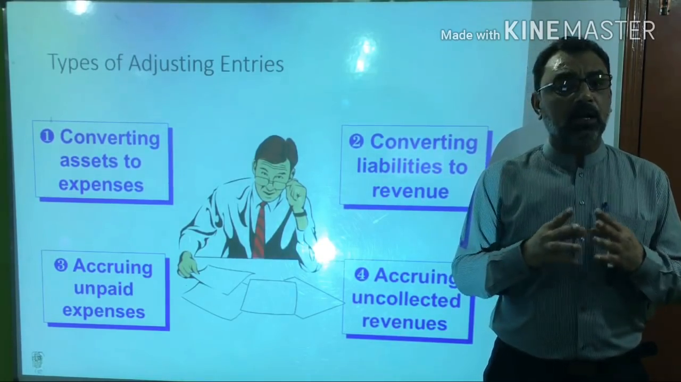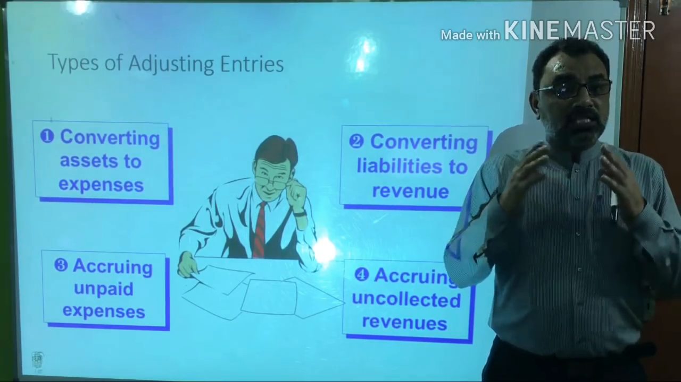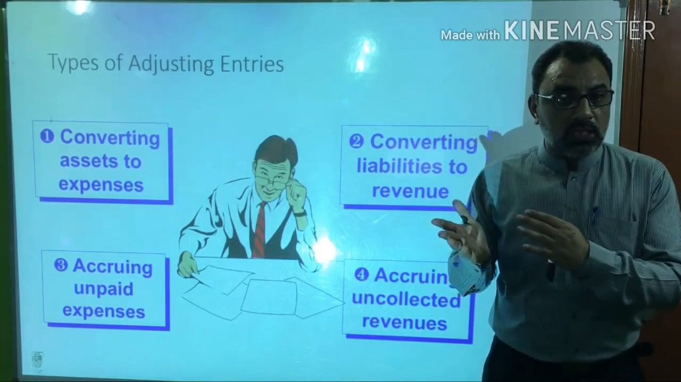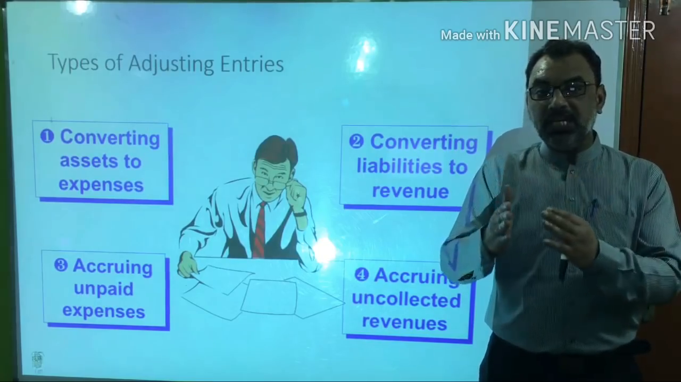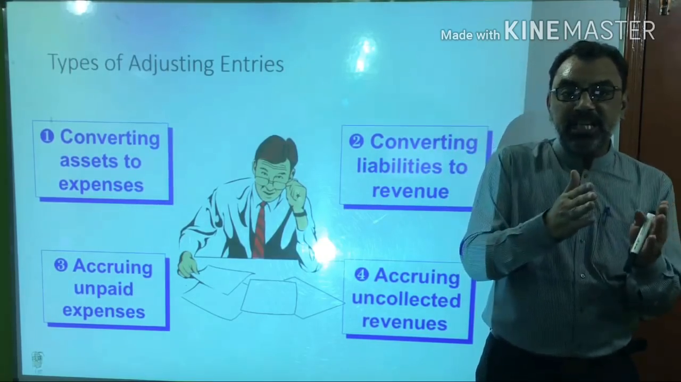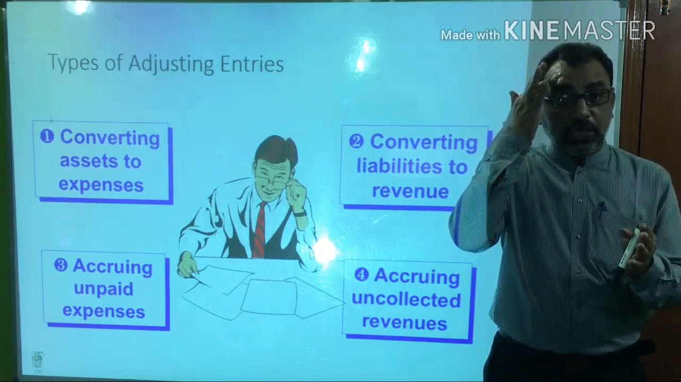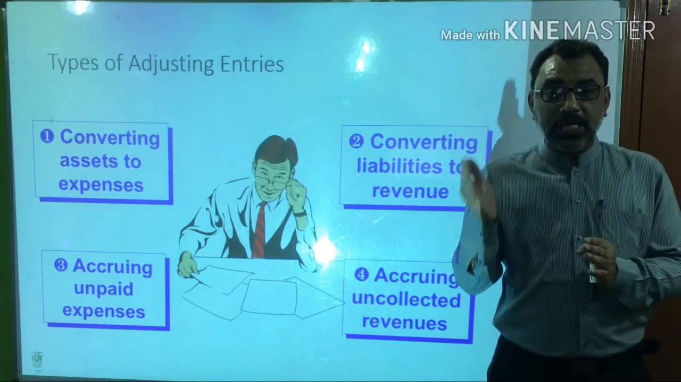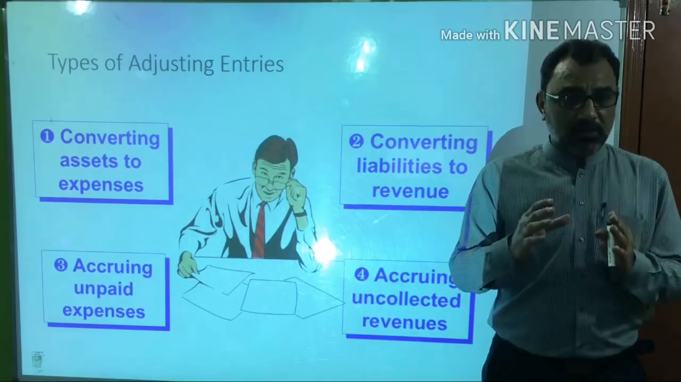represents the deferral or postponement of revenue until the period in which services are actually rendered or goods are sold. An adjusting entry is made to allocate a portion of the liability from the balance sheet to the income statement to recognize the revenue earned during the period. The adjusting entry is recorded by debiting the liability, that is unearned revenue, and crediting the revenue earned, or a similar account, for the value of the service.